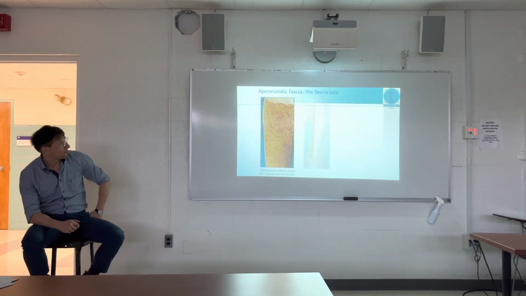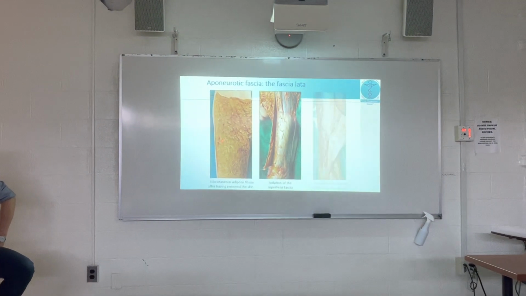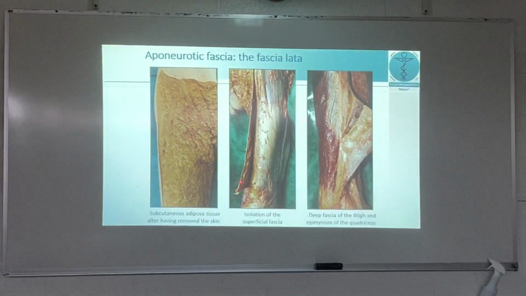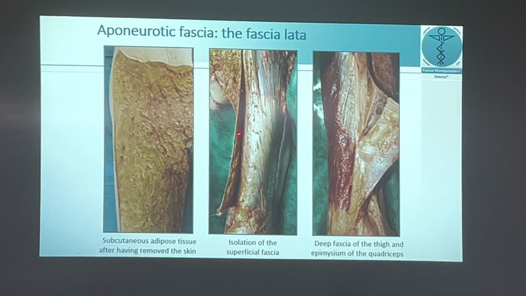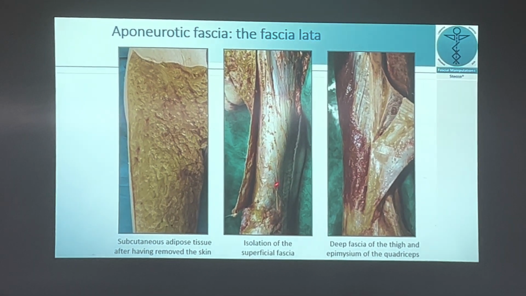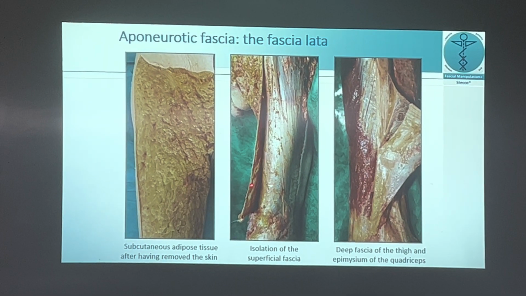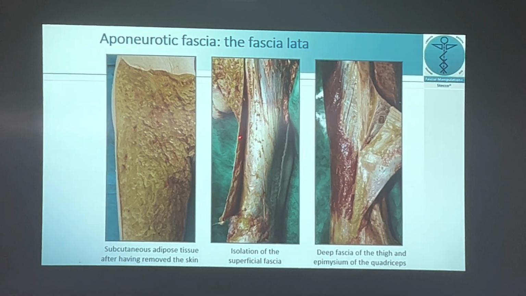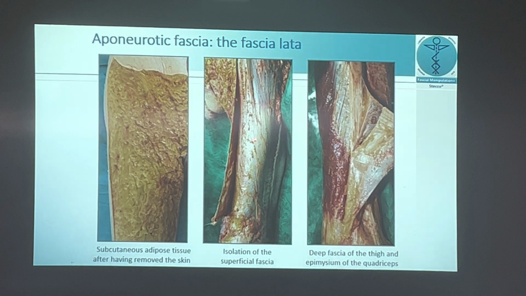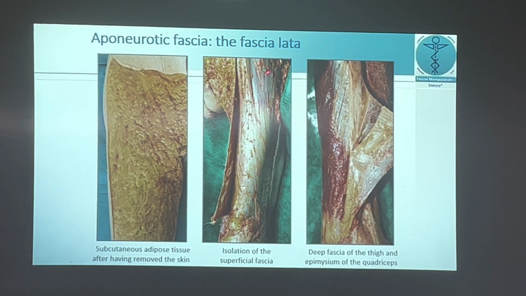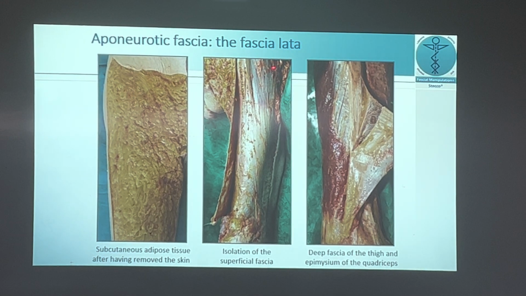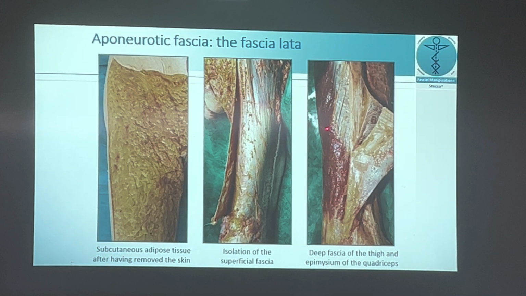So let me show you. Remove the fat, superficial fascia. Remove the superficial fascia, deep fascia. Okay. Same name, different tissue. This is very elastic. This is white, rigid. This is tensor fascia lata. You see the muscle within the fascia lata. I open up the fascia lata, I see the quadriceps with the epimysium.